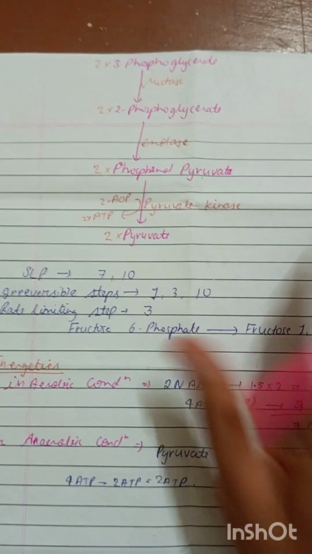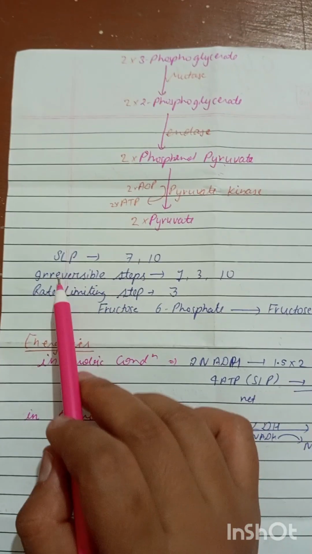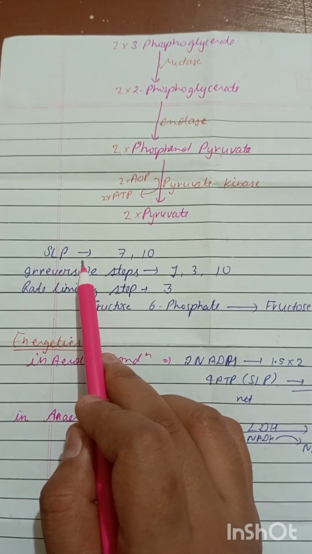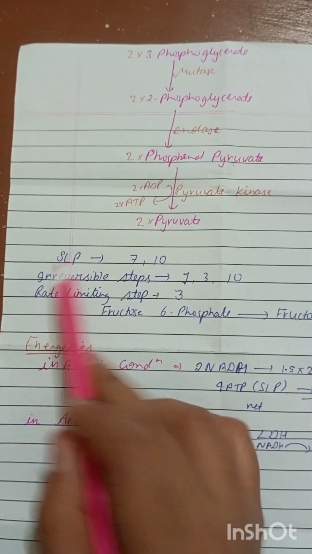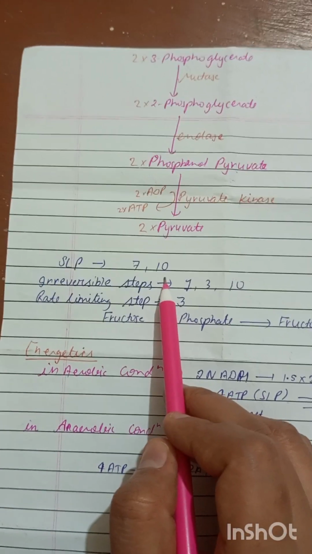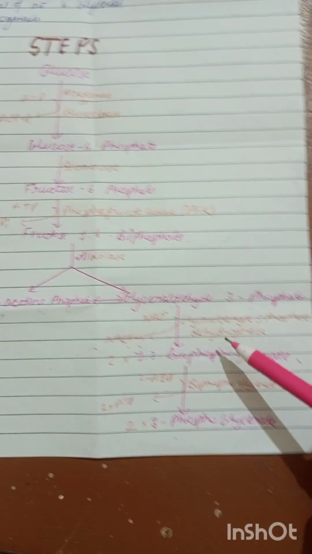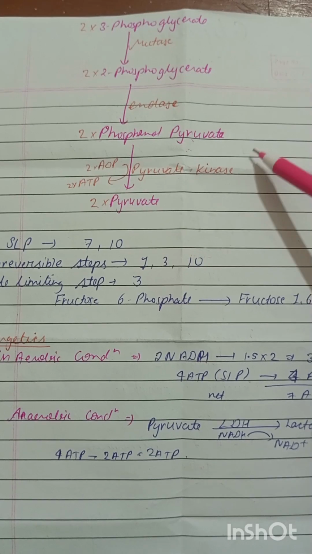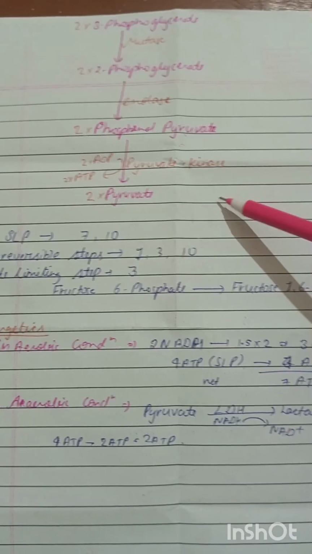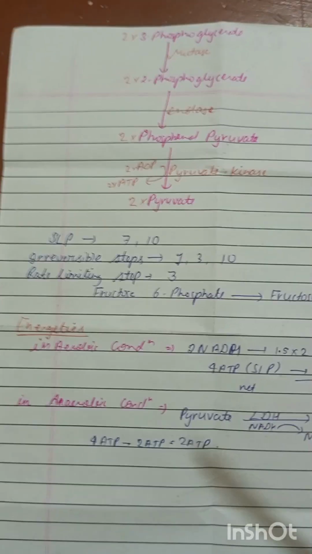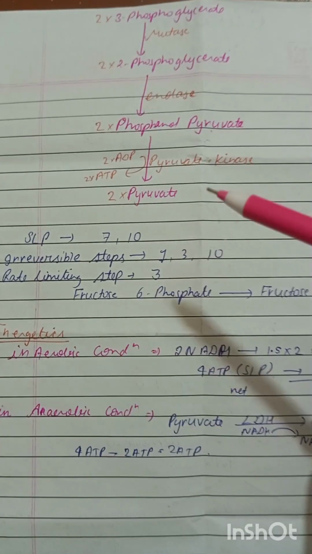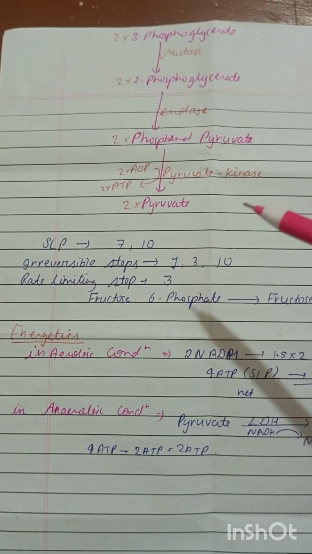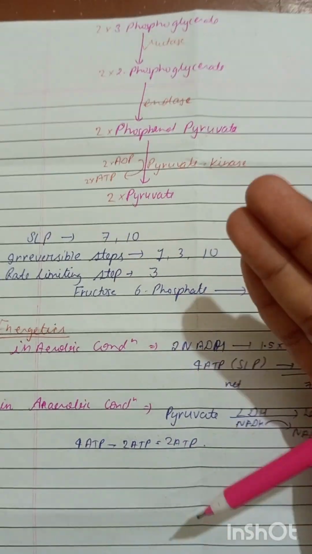So let's recall substrate level phosphorylation, it means where direct ATP production occurs, are step 7 and step 10. Step 7, this step where 1,3-bisphosphoglyceric acid converts to 3-phosphoglycerate, and step 10 where phosphoenolpyruvate converts to pyruvate. So these are the substrate level phosphorylation. In total, during glycolysis 4 ATPs are generated by substrate level phosphorylation.